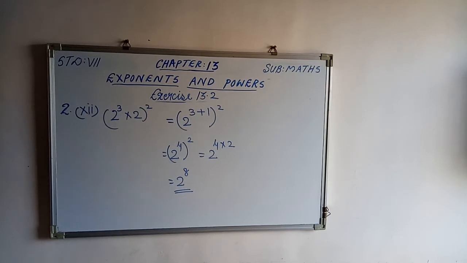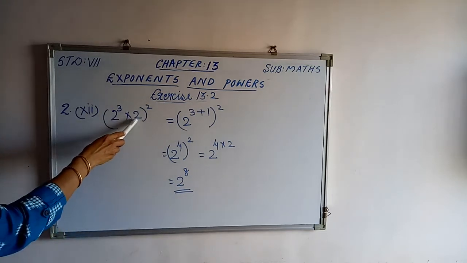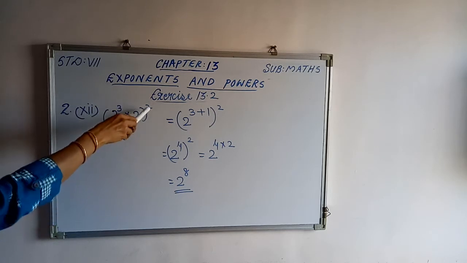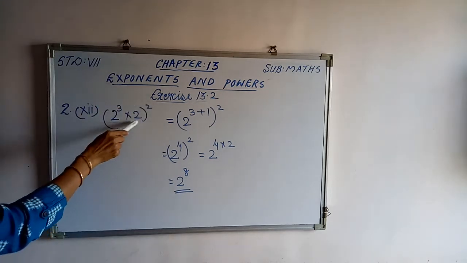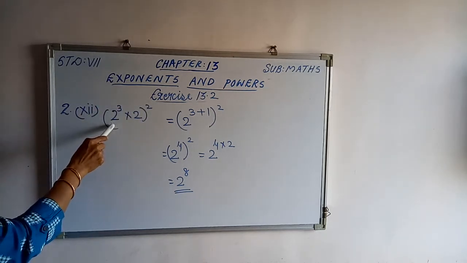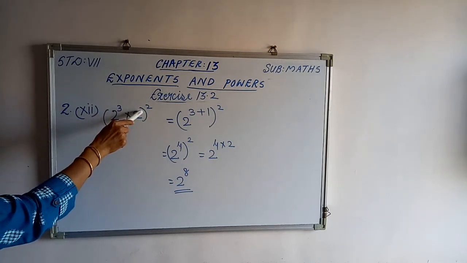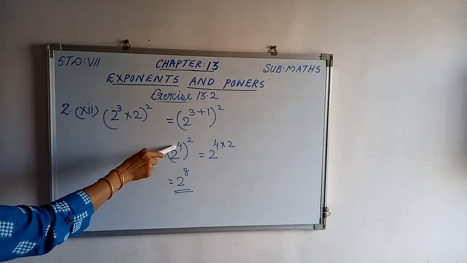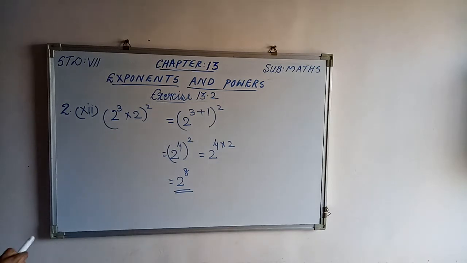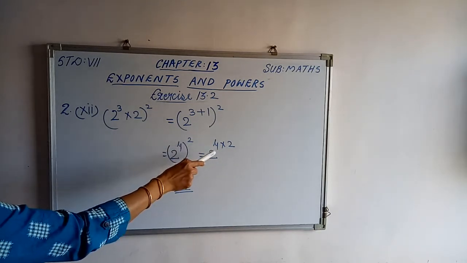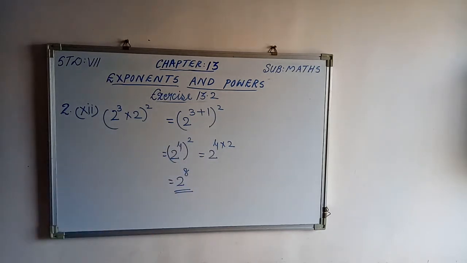Question 12. 2 cube multiplied by 2, which is in bracket, the whole raised to the power 2. First we can solve what is given in bracket. 2 raised to the power 3 plus 1, that is 2 raised to the power 4, the whole raised to the power 2. 4 into 2, that is 8. We get the answer as 2 raised to the power 8. I hope question 2 is clear to you.